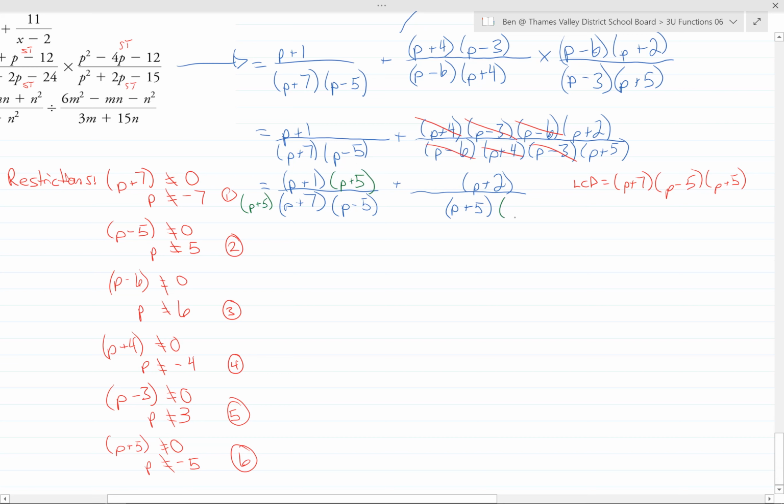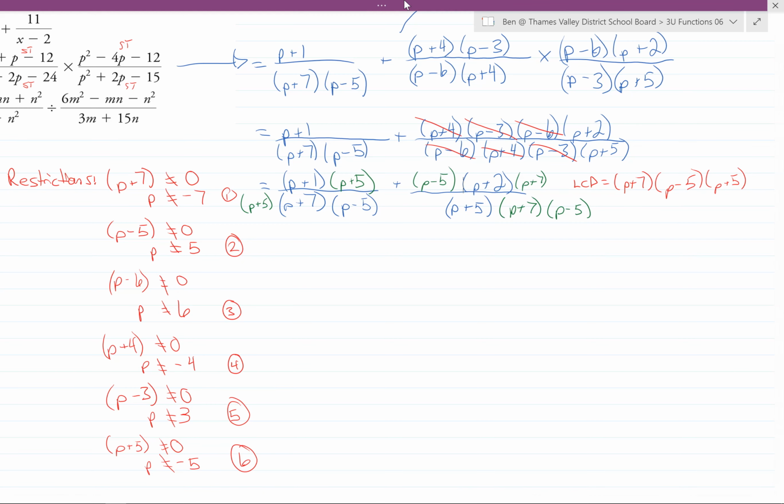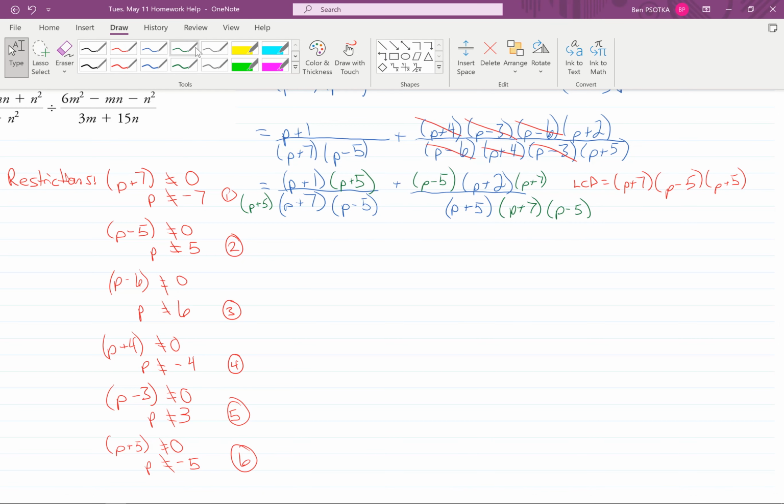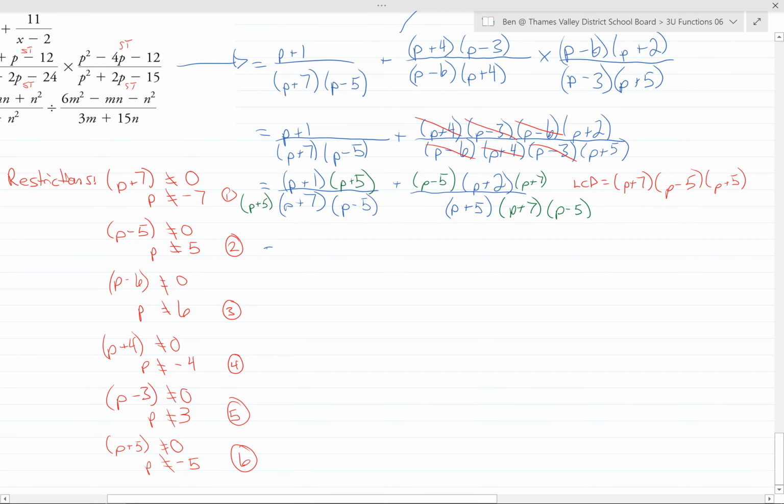And the second fraction, I need to multiply by p plus 7 and p minus 5 in my denominator and numerator, p plus 7, p minus 5. There we go. Now remember, the order doesn't matter as I'm implementing those in my numerators and denominators. And let's move forward. So now I can write this all as one fraction, right?